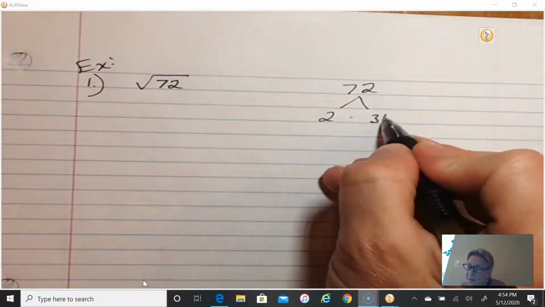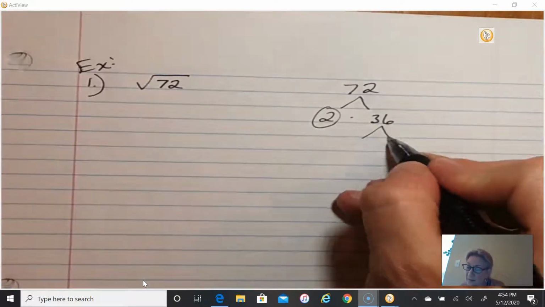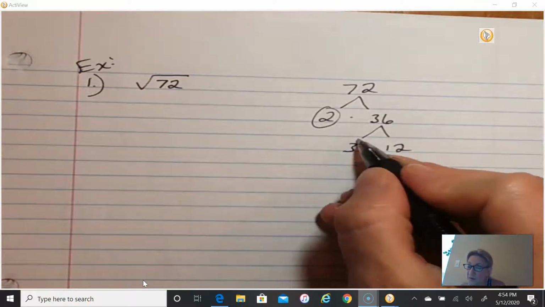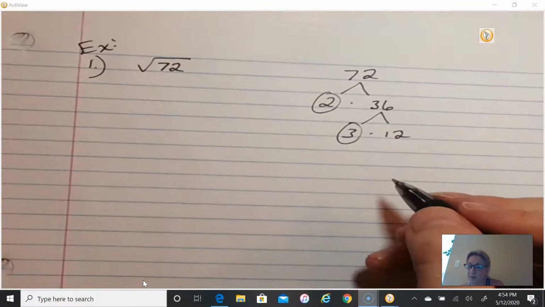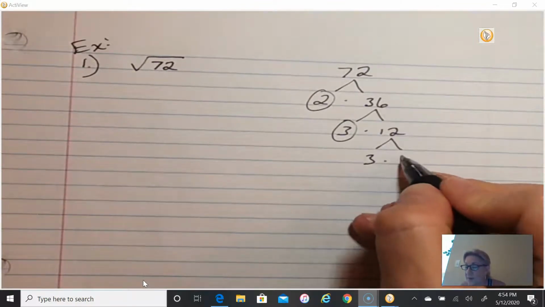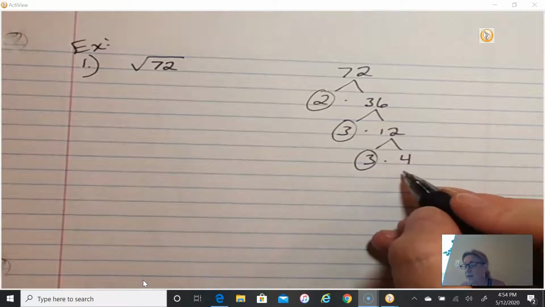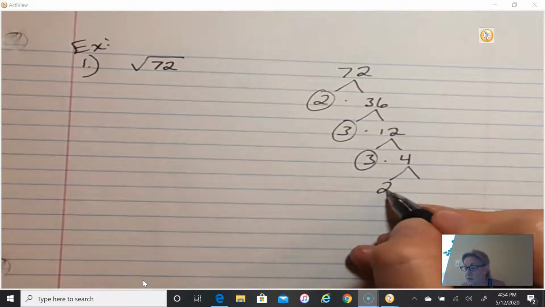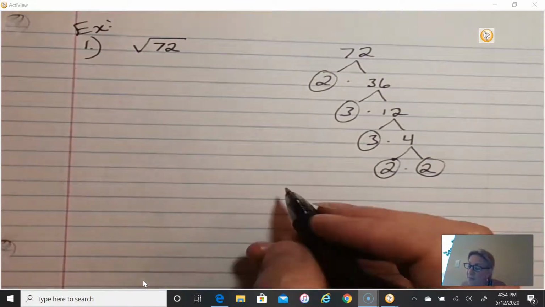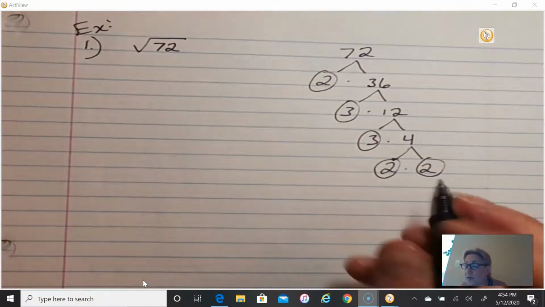2 times 36. 3 times 12 gives us 36. Circle those primes. What 2 numbers give us 12? 3 times 4. And then what 2 numbers give us 4? 2 times 2, and I'm circling my primes. All right, let's write the prime factors in order.